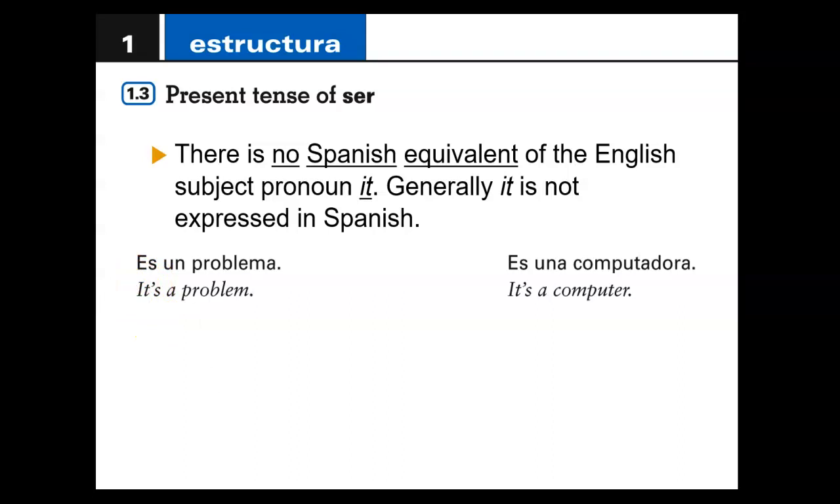If you came up to me and said es un problema, I would understand that you're saying it's a problem. We just don't have the word it in Spanish. The next one says es una computadora. It's a computer. So again, it's just understood.